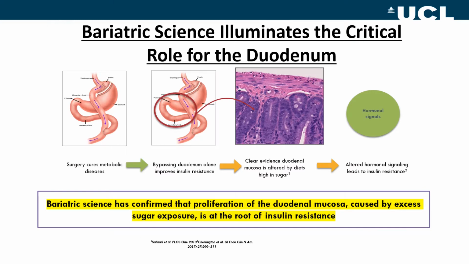And this has really come from bariatric surgery, which has illuminated the fact that the duodenum is critical in the role of glucose homeostasis. And we know this because when patients with obesity who have type 2 diabetes or metabolic diseases undergo Roux-en-Y bypass, and we bypass the duodenum, almost overnight their insulin resistance will improve, and there is clear evidence when you sample the duodenal mucosa that it is altered in response to high sugar in our diet, and this alteration leads to hormonal signaling, which leads to insulin resistance.